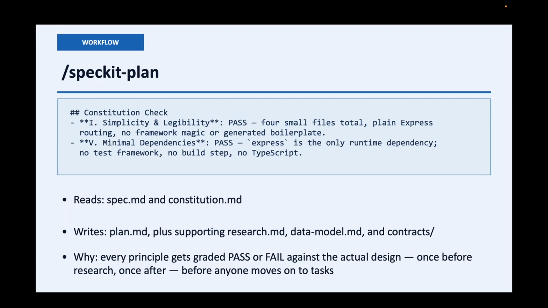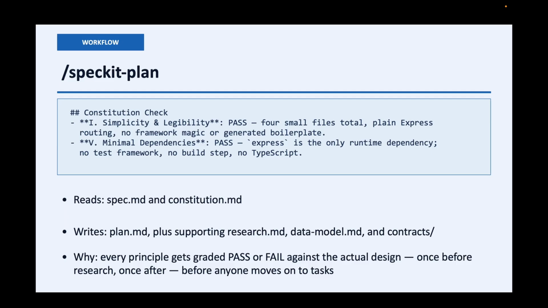We have the 4 small files total, plain Express routing, no framework magic or generated boilerplate. The second one, we're looking at minimal dependencies. That was our principle from the Constitution markdown. How did that pass? We defined that through the technical implementation of using Express. This is the only runtime dependency. There's no test framework, no build step, no TypeScript.